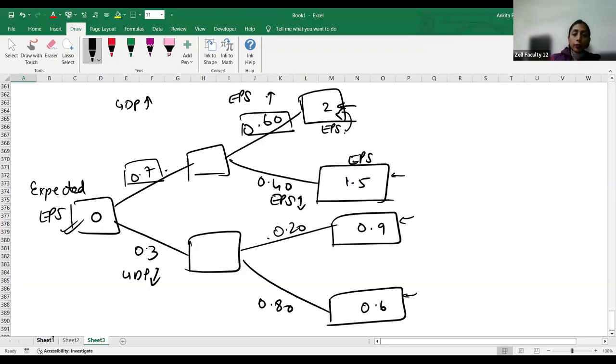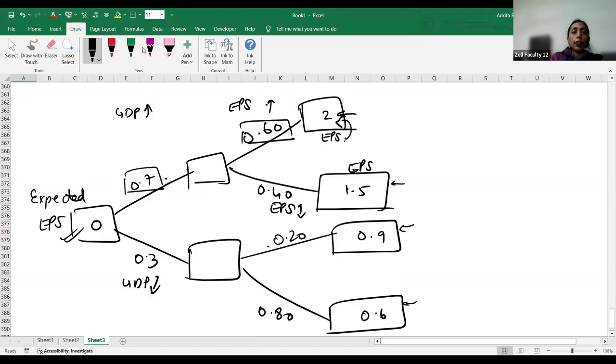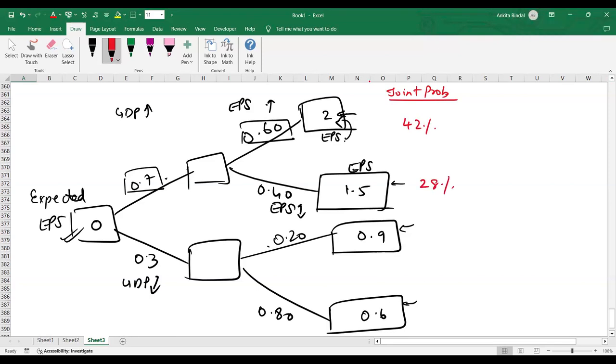Now, how do I do that? For doing this, the first thing I need to do is compute my joint probability. Can you tell me the joint probability for each of the 4 items? What would be the joint probability here? 42%, 6 sevens are 42, then 28%, 28%, 18%, 12%.